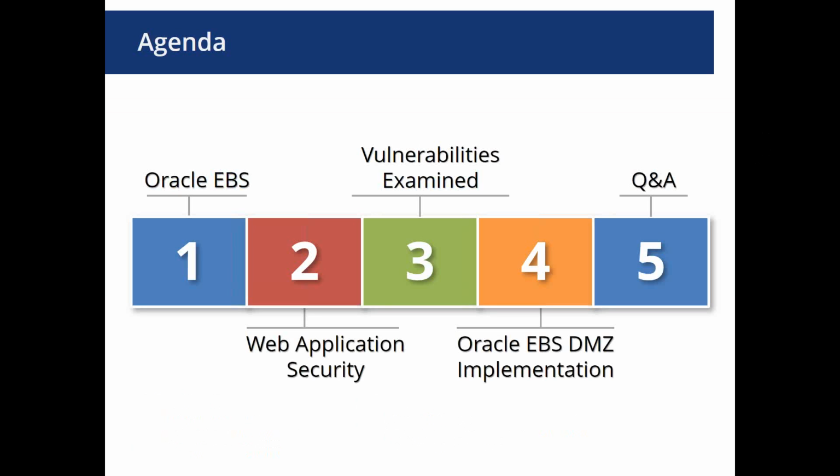Then we'll actually jump into a bunch of web application vulnerabilities in the Oracle Business Suite, and I'll actually demonstrate a couple of them and show you how they operate, what's happening, and we'll go into code and see where it happened in the code and why it's such a security risk in the Oracle Business Suite environment. Then finally we'll wrap it up and talk about the Oracle Business Suite DMZ implementation that will help you mitigate some of these vulnerabilities, but not all of them. And then we'll open up some Q&A at the end.